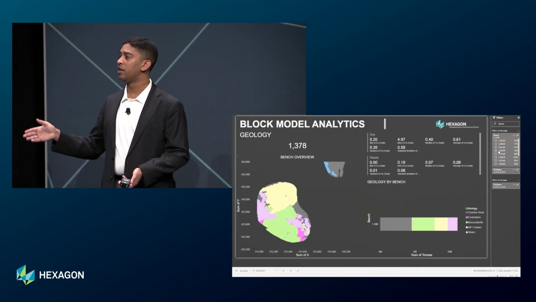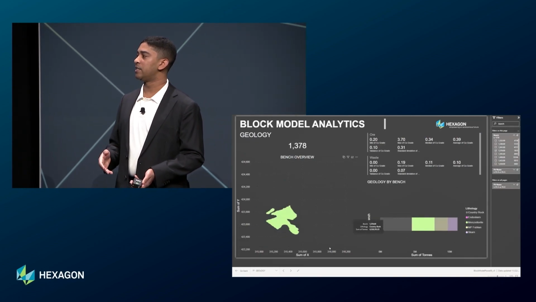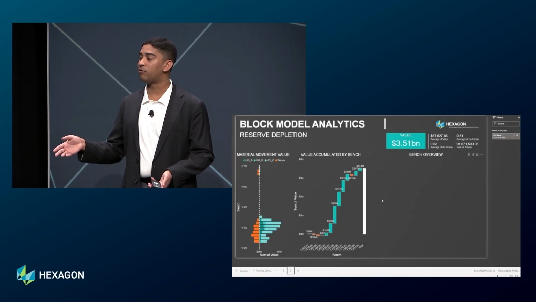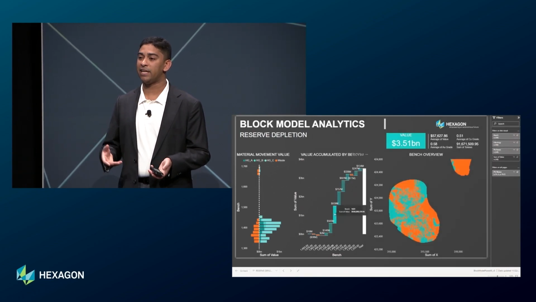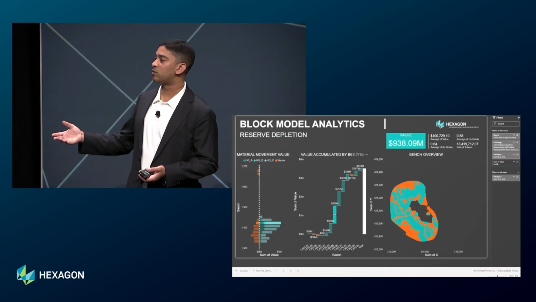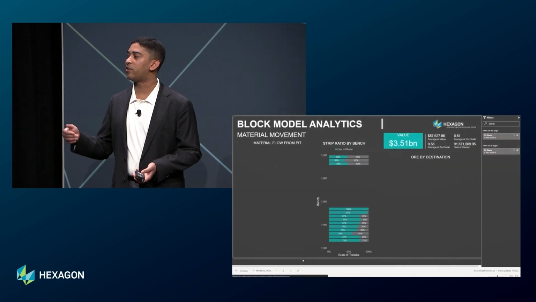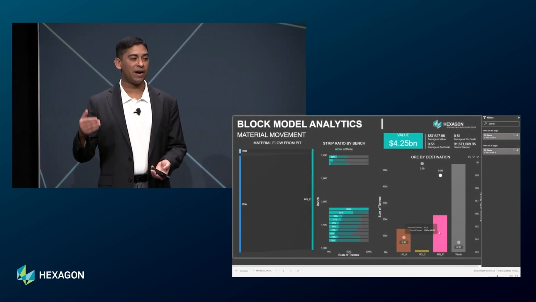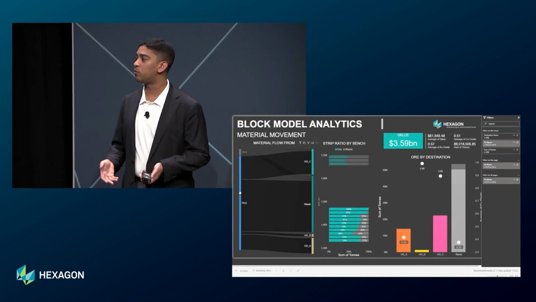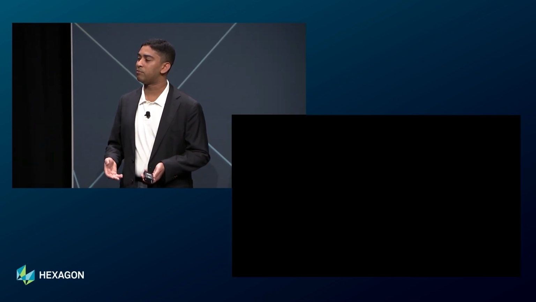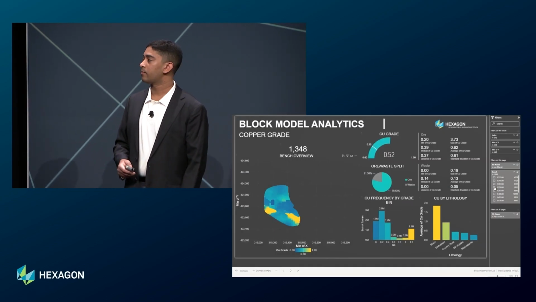This is another chart just showing how the geology varies on a bench. Putting this in the hands of an operation team, they know what material they need to handle. For our business audience, we can give them a breakdown of the value that's being generated on each bench. So where am I making money? Where am I losing money? And then again, from an operational point of view, where am I expecting that material to go, to what destinations?